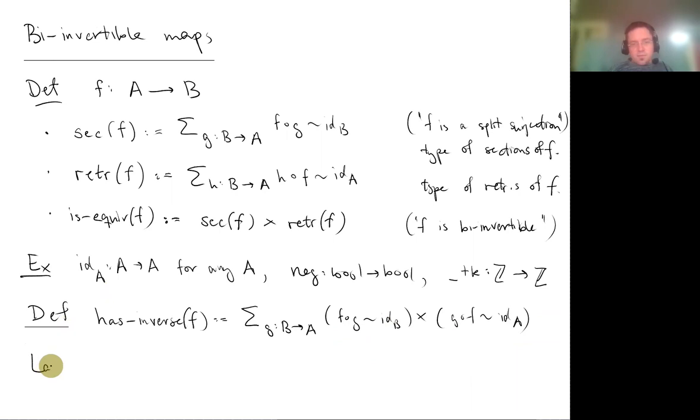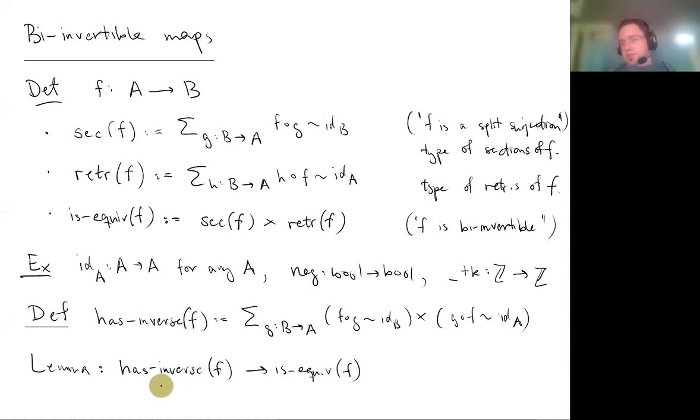And as a little lemma, I basically spelled it out already, but it's a good thing to just remark. You have a function that takes such a two-sided inverse and returns evidence that f is an equivalence, because you can just use the same g as both the section and the retraction.